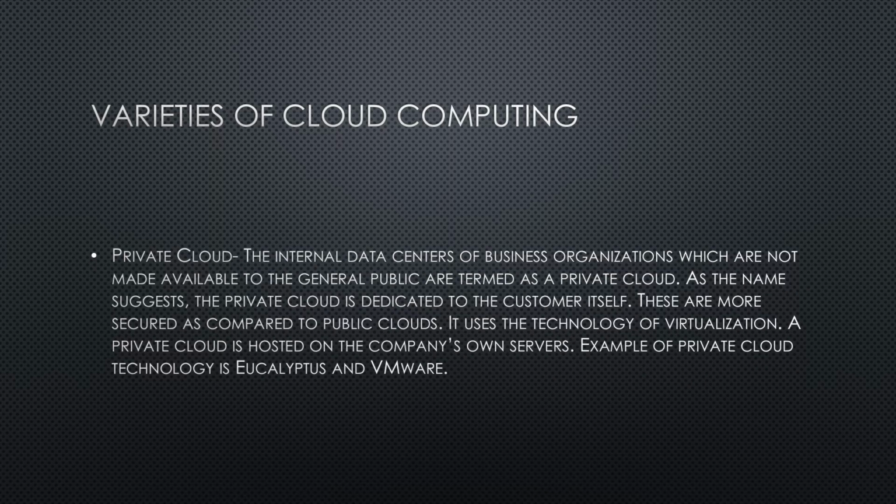Varieties of cloud computing again. Private cloud. The internal data centers of business organizations which are not made available to the general public are termed a private cloud. As the name suggests, the private cloud is dedicated to the customer itself. These are more secure as compared to public clouds. It uses the technology of virtualization. A private cloud is hosted on the company's own servers. Examples of private clouds can be Eucalyptus and VMware.